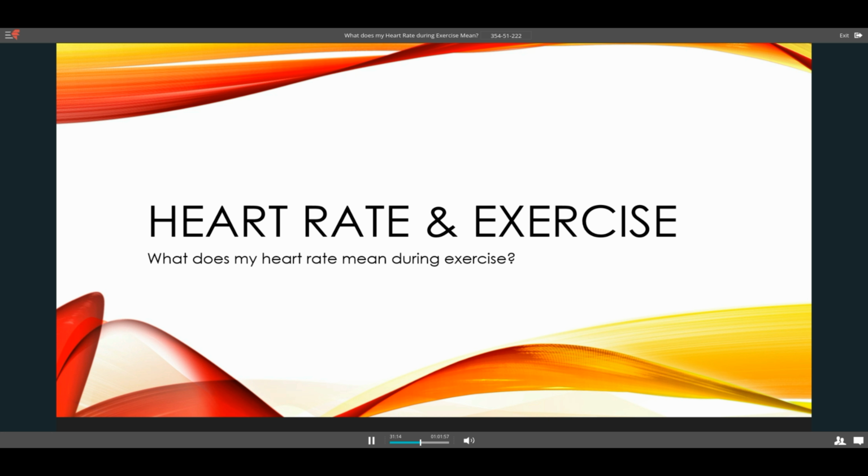More or less, basically, we use heart rate to just measure exercise intensity. And that's basically going to be what we discuss throughout this PowerPoint. Is using heart rate as a measure of your exercise intensity.